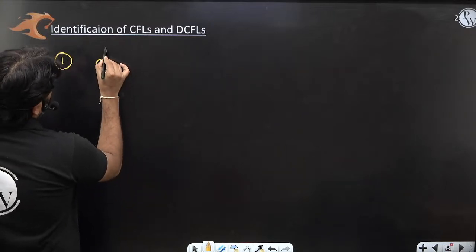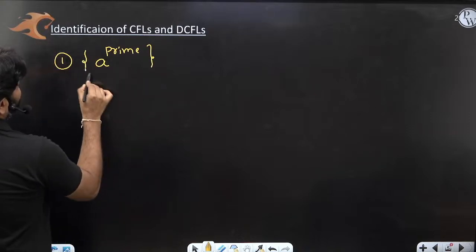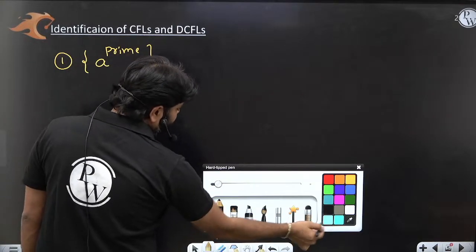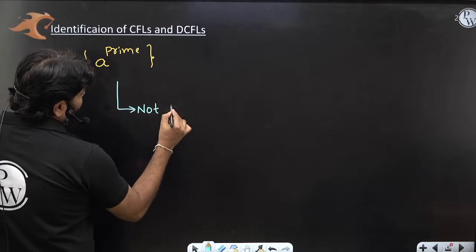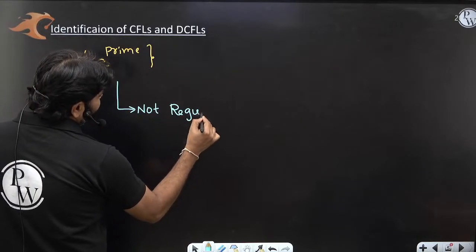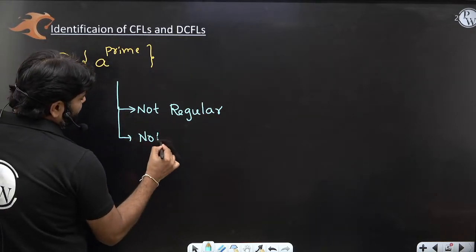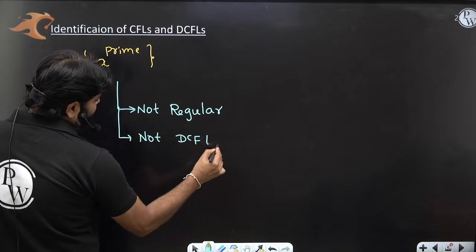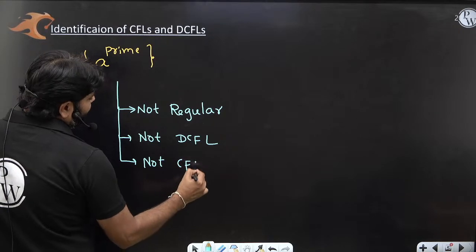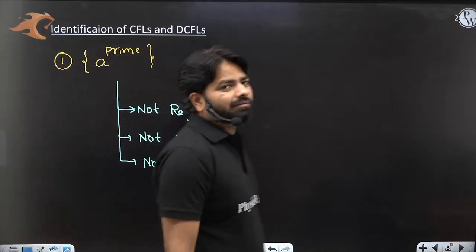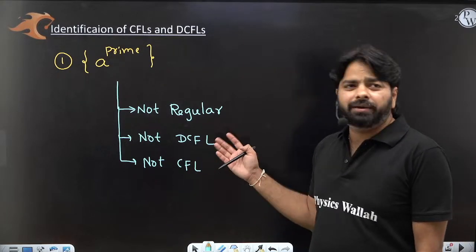Suppose I ask a^(p) where p is prime. You know this is not regular, right? What is this language? It is not regular. We know it is not regular, but it is also not DCFL. Not only that, it is also not CFL. For this language, we do not have a PDA, we don't have a DFA, we don't even have a DPDA.